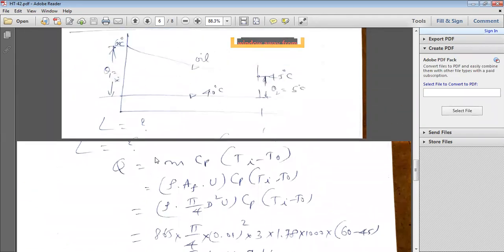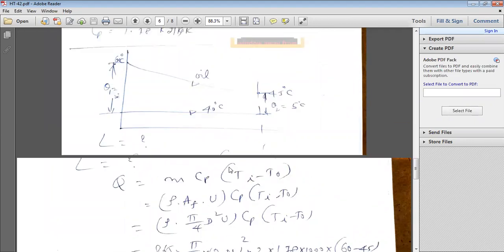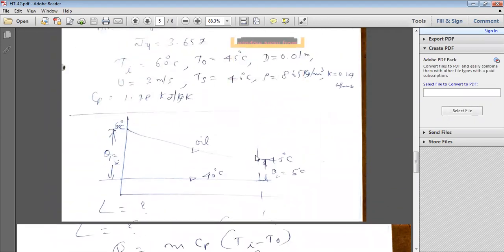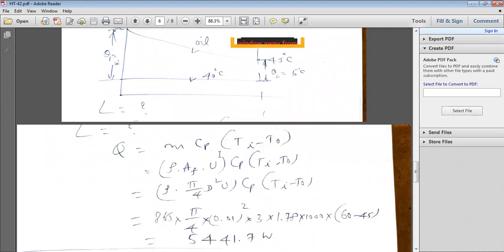So first calculate heat transfer. But here mass flow rate is not given. You have to calculate it. Heat transfer rate Q is equal to mass flow rate into Cp into initial temperature minus final temperature for the oil. Oil is being cooled from 60 to 45. What is the heat transfer for that case? Mass flow rate into Cp, specific heat, into temperature difference.